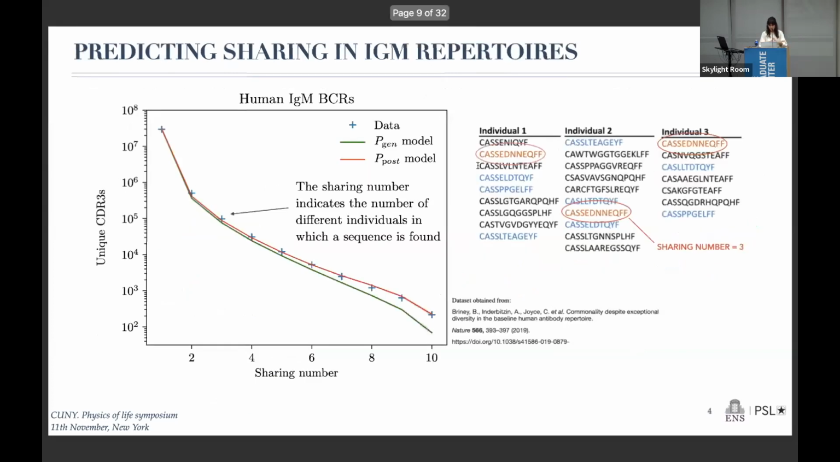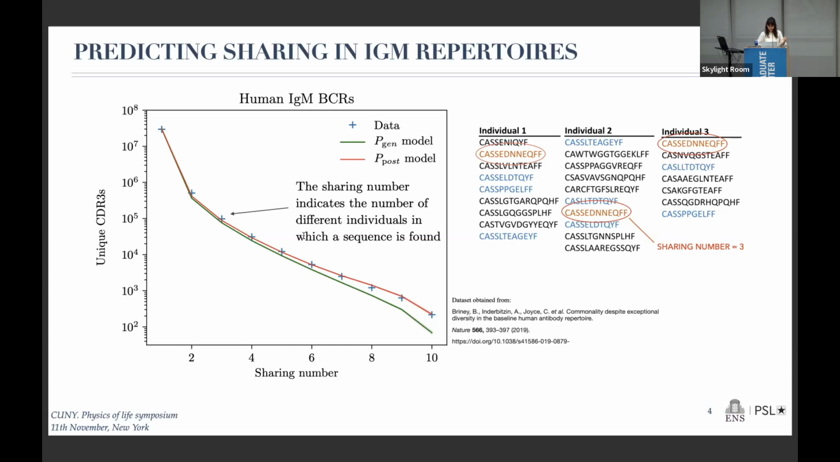So now we are going to try to infer this convergence among repertoires, and the main tool we are going to use is the sharing distribution. When I say sharing distribution, I mean I took 10 different people who are healthy at the moment of sequencing, and I computed the list of these protein receptors, and for each sequence I count how many people contain the given sequence, and this is going to be the sharing number of the receptor.